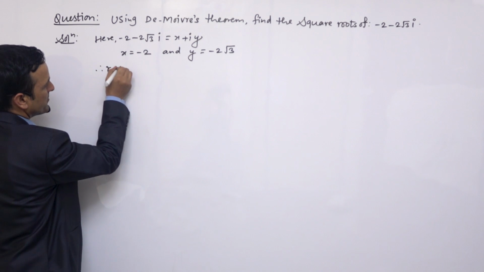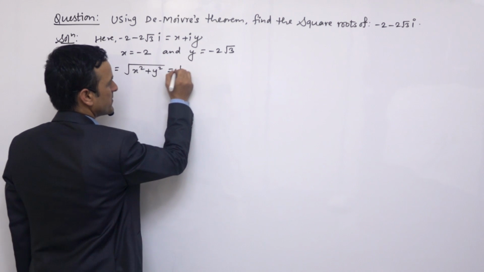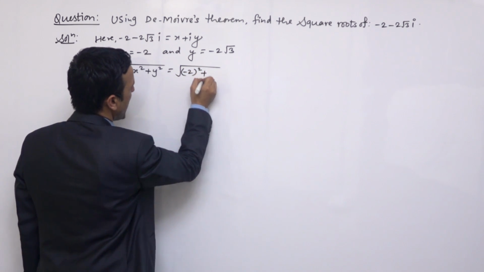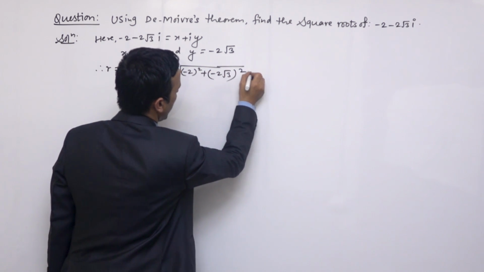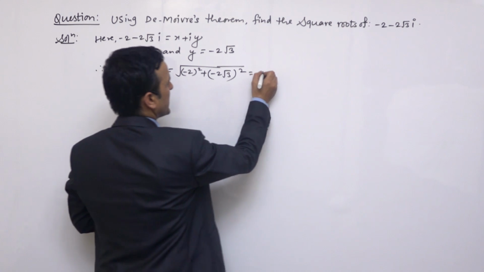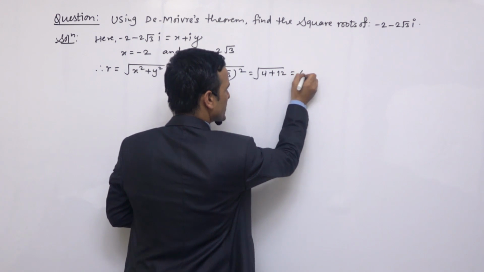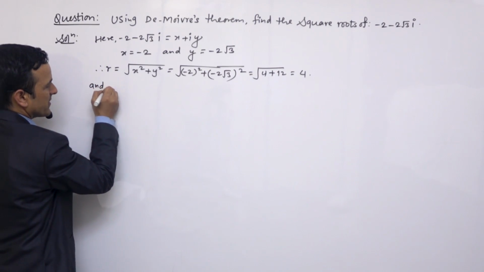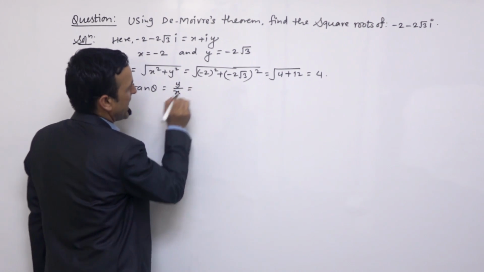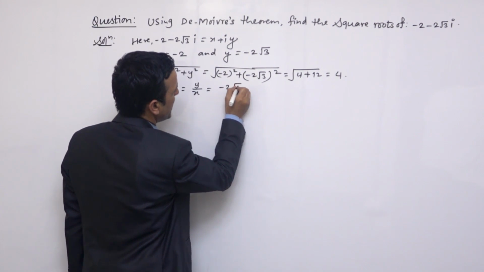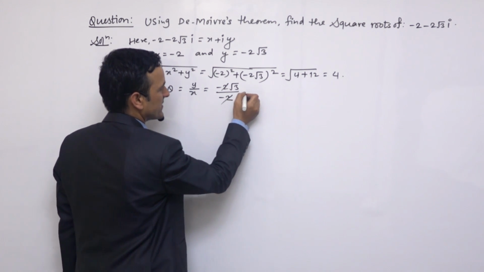Similarly, from the above process, as we wrote over there, to find r: r is the square root of (minus 2) whole square plus (minus 2 root 3) whole square, where the value of x is minus 2 and the value of y is minus 2 root 3. If you solve it, we get 4 plus 4 threes are 12, so this is 16, and root 16 is 4. And when you find tan theta, the formula is y upon x, where y is minus 2 root 3 and x is minus 2. The 2 and 2 cancel.